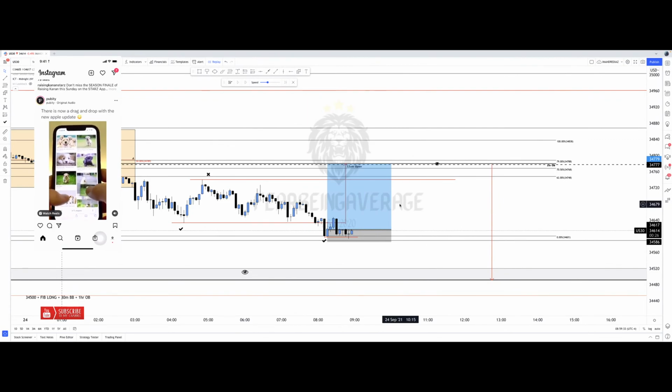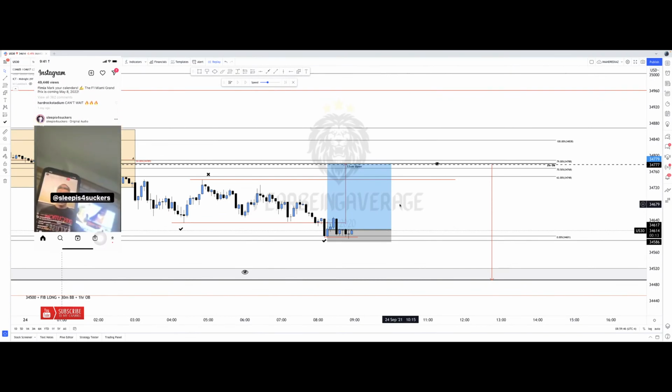Drag and drop from Apple. Okay, you could take them from the... Interesting. Shit, I don't got enough room on my phone for that. Sorry.